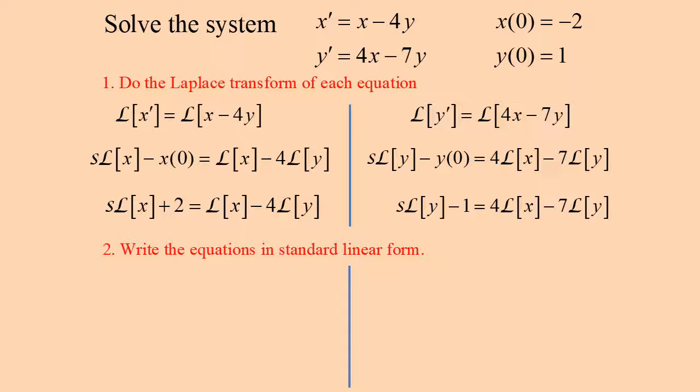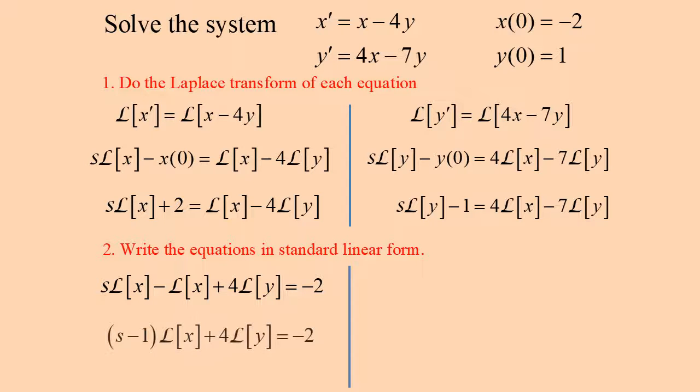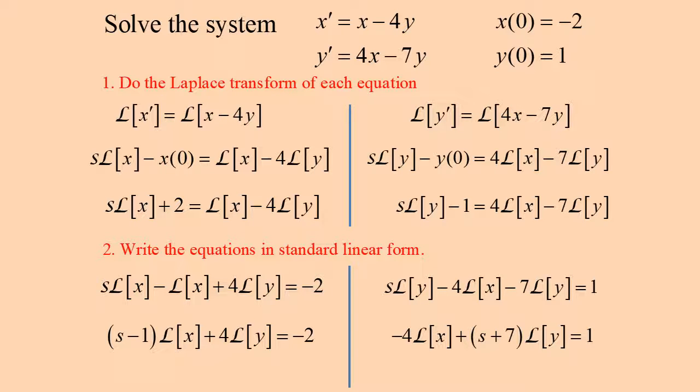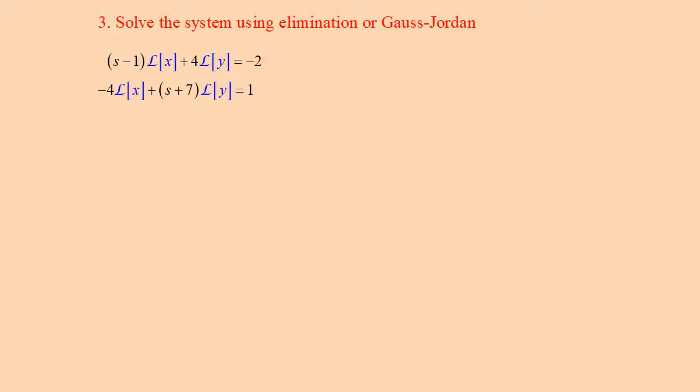And then we want to write them in what's called standard linear form. That means we need all the Laplace x and Laplace y's on the left and anything else on the right. And so we just simply rearrange terms, put things together. Like here, you've got a Laplace x and another Laplace x, so we'll factor out the Laplace x. Same thing on the other one. So there's our system of equations after we've done the Laplace transform. So now we need to solve the system of equations.